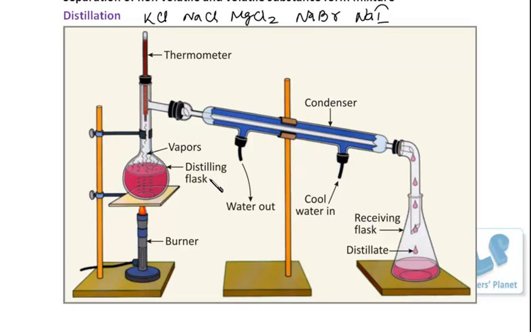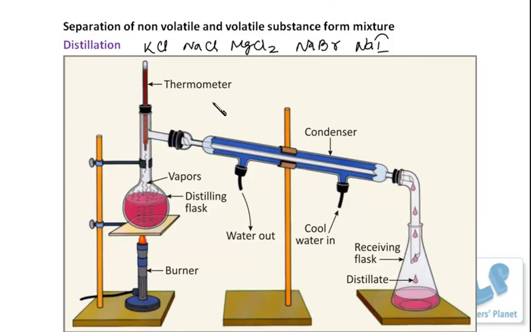Right? So this is what is distillation. We can separate the non-volatile components from the volatile substance of a mixture. Right? This process is simple distillation. It's the distillation of a mixture which contains one non-volatile component and other is the volatile component.